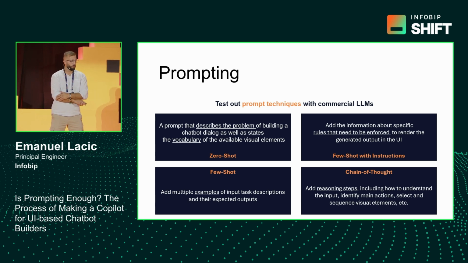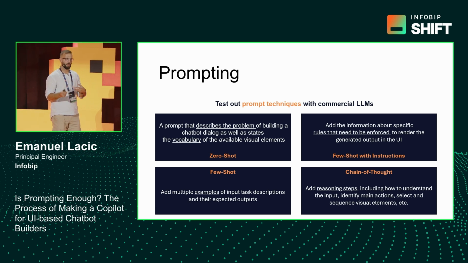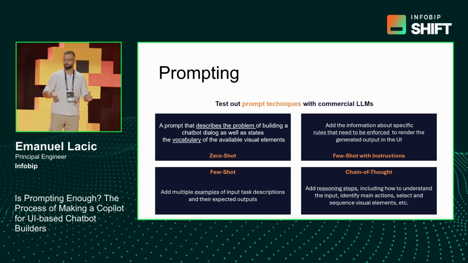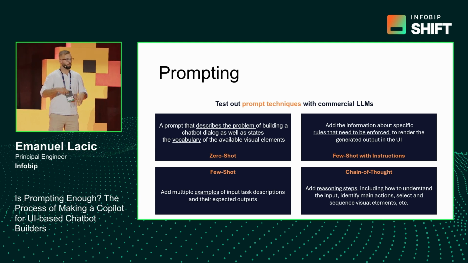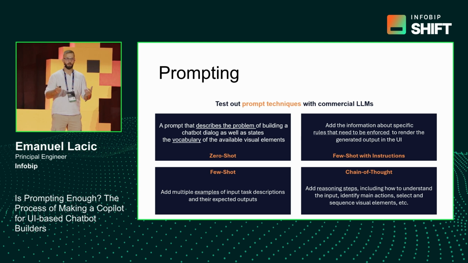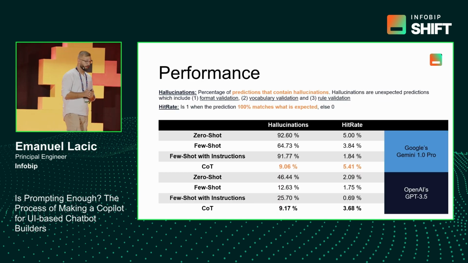And the fourth thing that we tried is more sophisticated prompting techniques like chain of thought, where we introduce more reasoning steps to really understand the input, how to perform a specific action, how to select an element, maybe how to end the dialogue, those kinds of things. Now, we did a bit of prompt engineering, and we think we know how to solve this Copilot problem. So what should we do now? Should we go to production, or test it beforehand to get an idea how good it performs? And this is actually what we did.